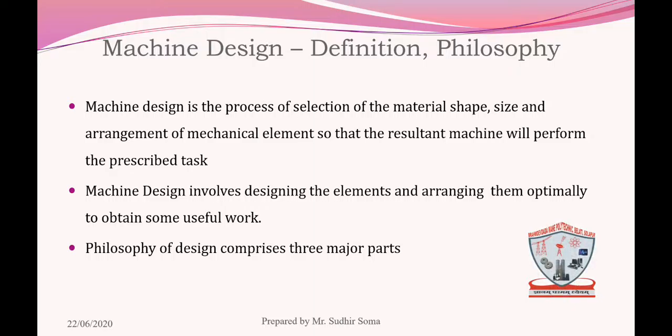So, students, what is meant by machine design? Machine design is the process of selection of the material, shape, size and arrangement of mechanical elements so that the resultant machine will perform the prescribed tasks. Basically, you know what is meant by machine. A machine is a combination of linkages having definite motion and capable of performing useful work.